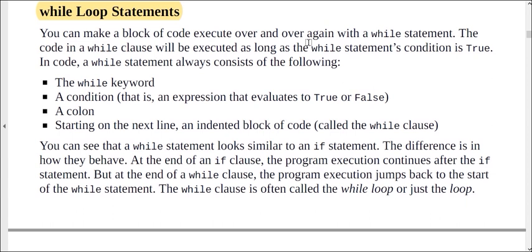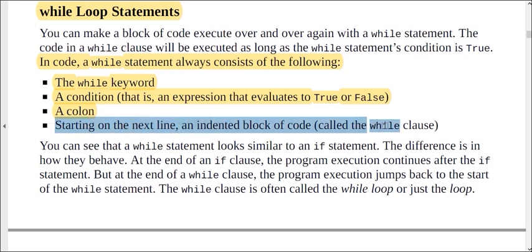But as long as the condition is true, it will continue in that same block of code over and over again. So the while statement always consists of the following: the while keyword to start the while loop, a condition which is an expression that evaluates to true or false, and then the colon to end it, and finally, starting on the next line, the indented block of code, which is also known as the while clause.